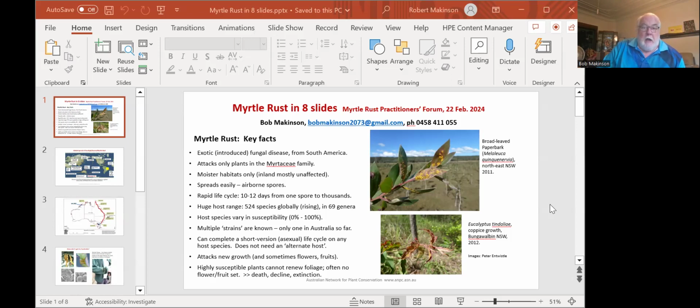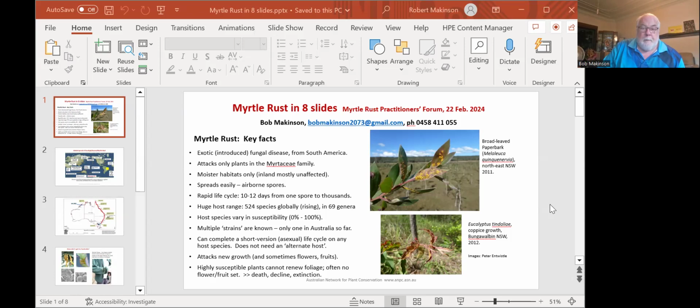And it has a huge host range of species within the Myrtaceae family, over 500 species globally, and that's going up all the time, across 69 genera. Most species do vary in susceptibility. There are a few species of Myrtaceae that don't seem to support the rust at all, but most do. And the level of susceptibility varies from very low to very, very high, to the point where there's a significant number of species in the extremely vulnerable category, and those are the ones we are most worried about from a conservation point of view.